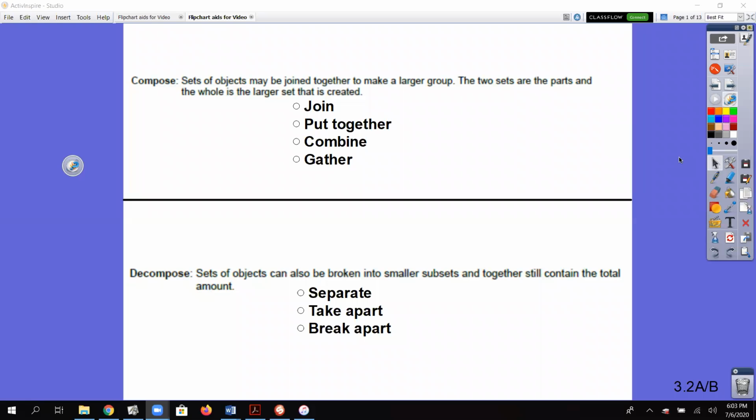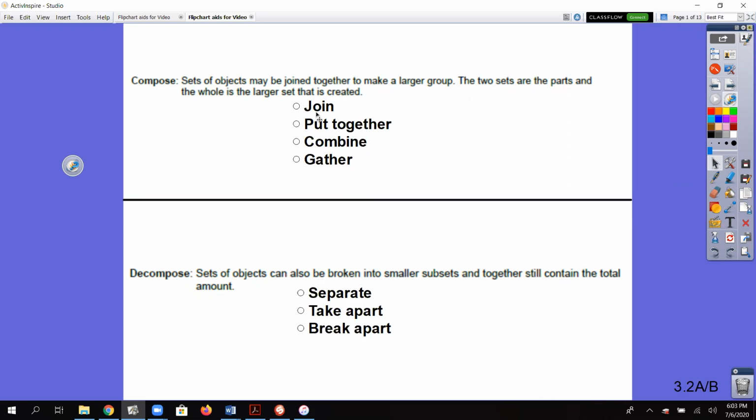Okay, we're going to be taking a look at place value today. And when we talk about place value, there's a lot of words that we need to know. Two very important words are compose and decompose. Compose, you are getting sets of objects and you're joining them to make a bigger group.